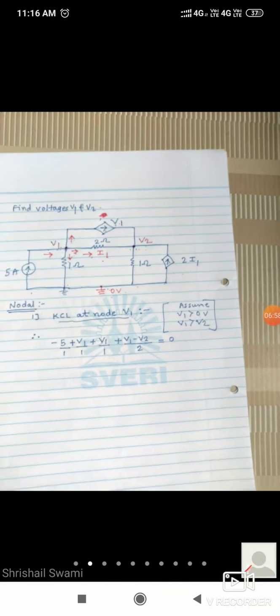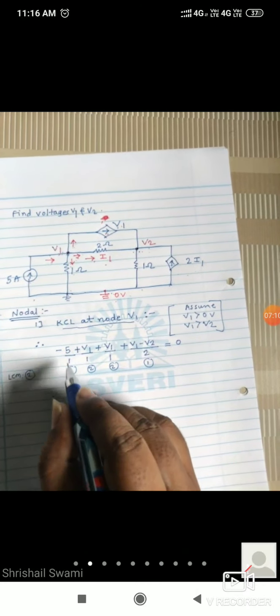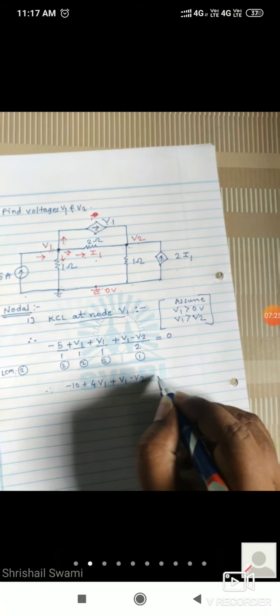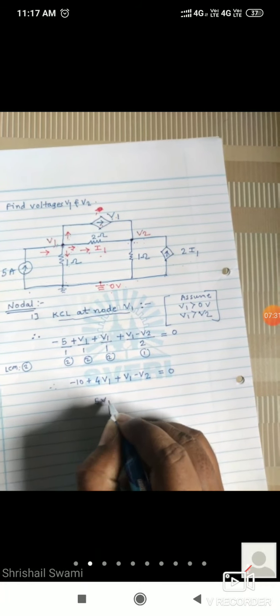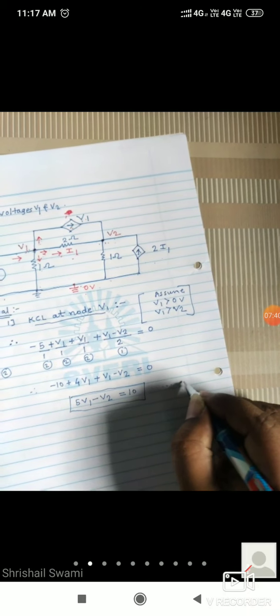Now what is the LCM here? LCM is 2. So multiply 2, multiply 2, multiply 2, multiply 1. Multiply with numerator. 2 into -5 is -10. 2V1 plus 2V1, I will directly write 4V1. If you are confused, you can write 2V1 plus 2V1. Now next, 1 into this bracket means V1 minus V2 divided by 2, and the right hand side becomes 0. Do you understand? So 4V1 plus V1 is 5V1 minus V2 as it is, and -10 goes to the right hand side, becomes +10. So this will be the equation number 1.